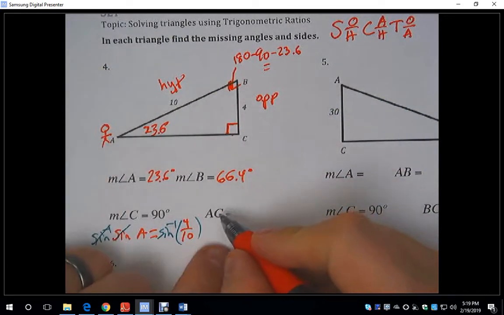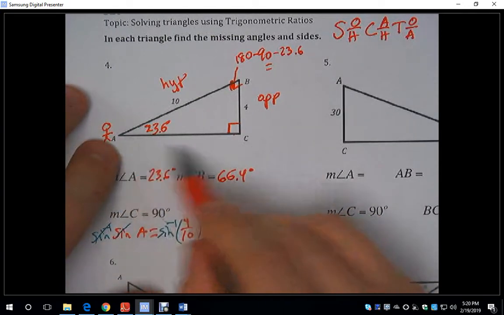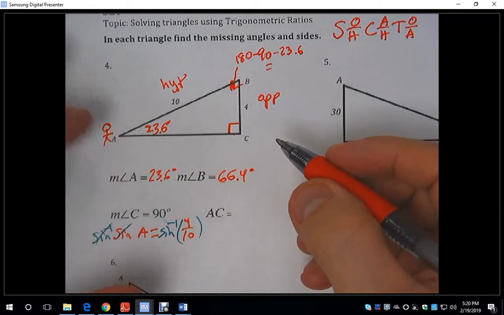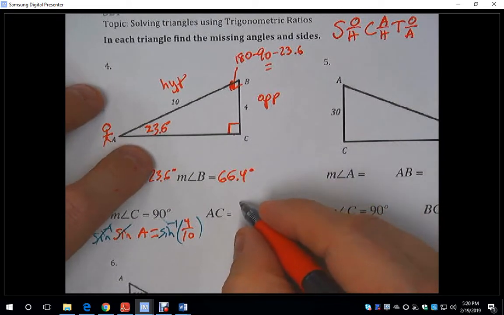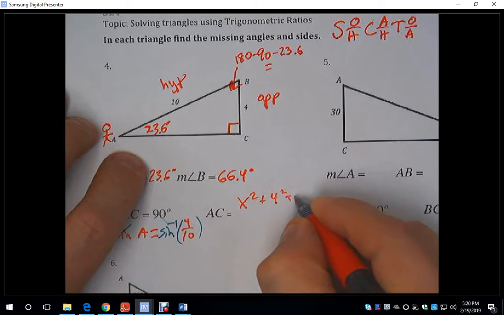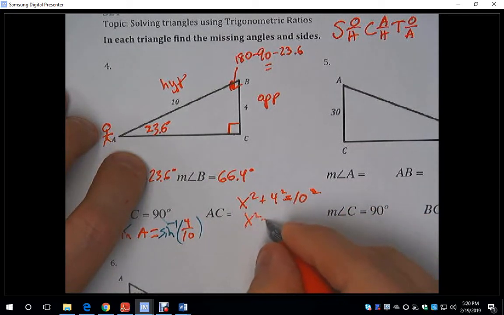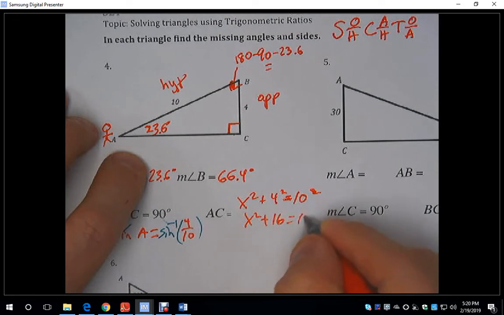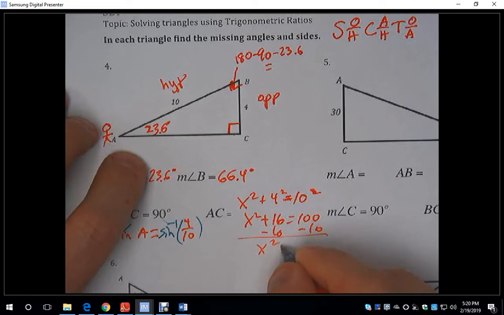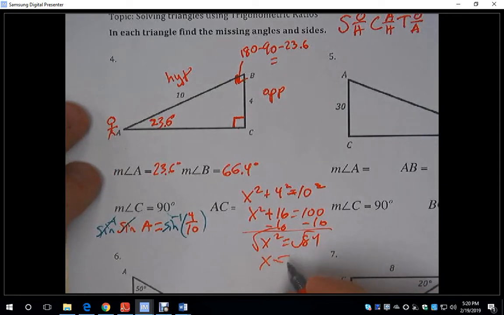If I want to find the missing side here from A to C, I could either use another trig ratio, or I could use the Pythagorean theorem. We'll call it x. So x squared plus 4 squared equals 10 squared. So I have x squared plus 16 equals 100. I'm going to subtract 16 from both sides, and that gives me x squared equals 84. Then I take the square root of both sides, and it gives me x equals the square root of 84.